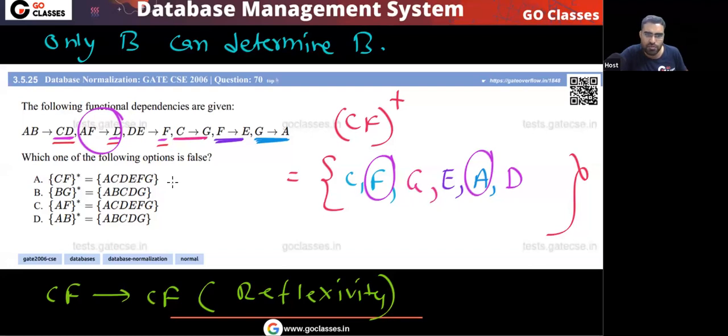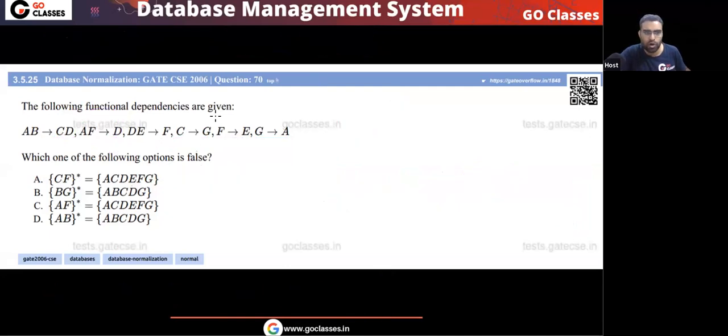Option A is true or false? Option A is actually true. The question is asking for false. Okay. Now tell me, what about option B?